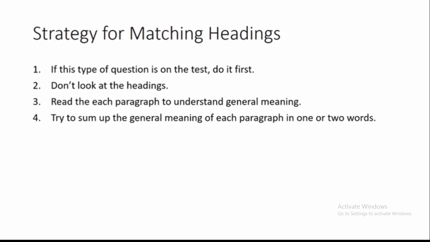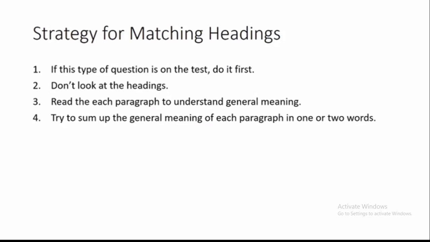And then you try to sum up the general meaning of each paragraph in 1 or 2 words. Could be 1 word, could be 2 words, doesn't have to be 1 or 2 words, but in a short heading, try to write the heading for each of the paragraphs. You're not trying to understand absolutely everything in that paragraph. Your aim is to write the heading that you think, based on the information in the paragraph, beside each paragraph.